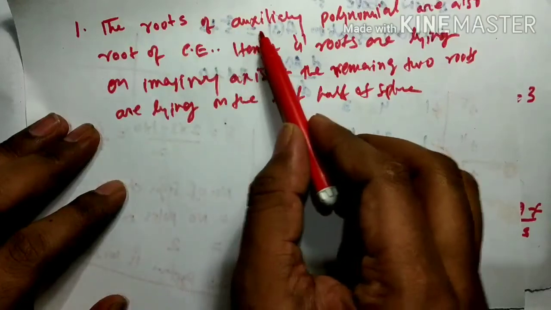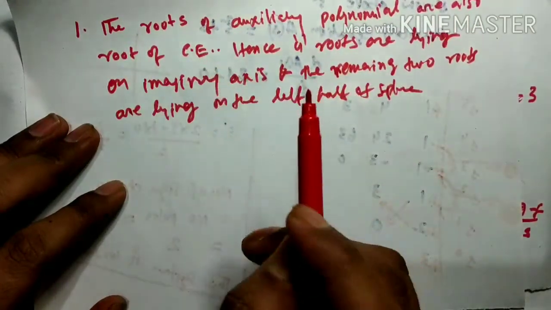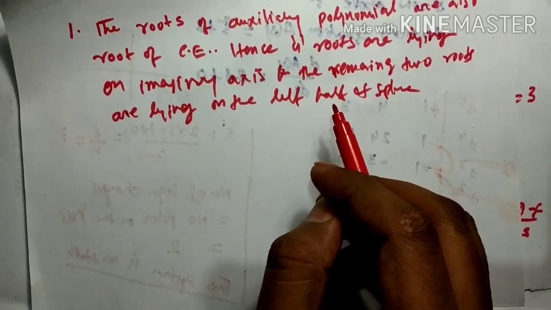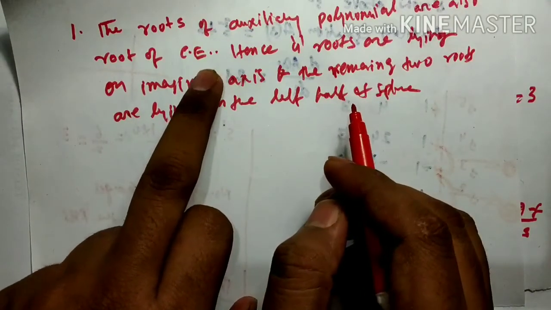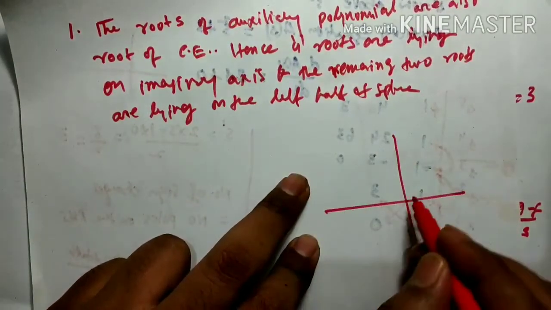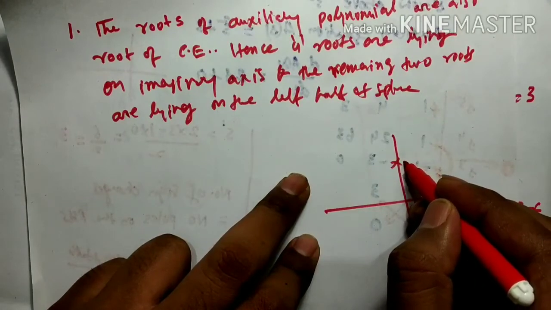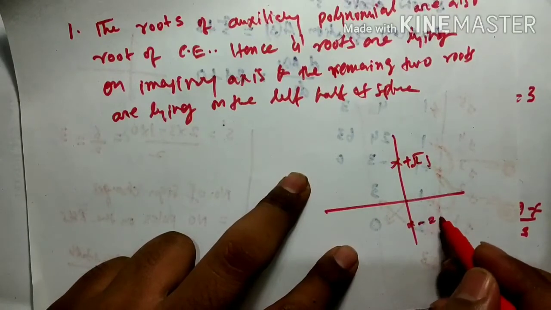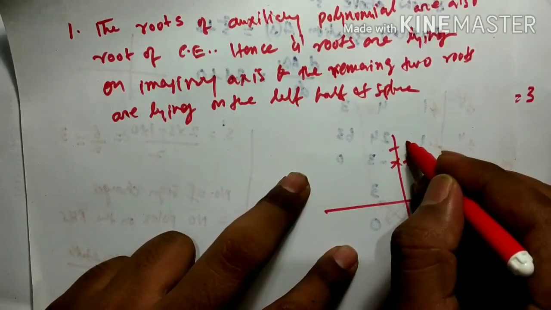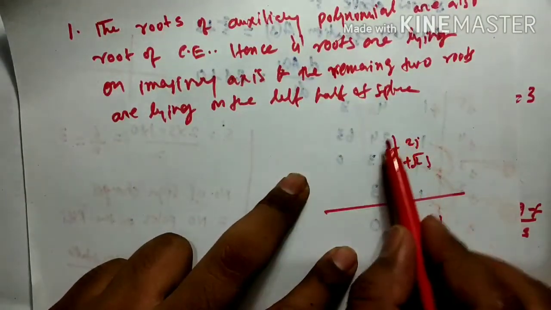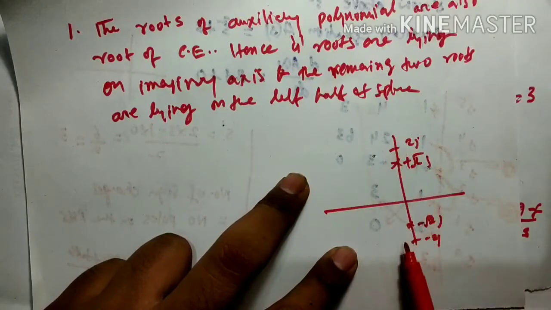I would like to repeat again. See, the roots of the auxiliary polynomial are also roots of the characteristic equation. From the auxiliary equation we got 4 roots. Those 4 roots are also part of the characteristic equation. Hence 4 roots are lying on the imaginary axis. One is plus root j, another is minus root j, another is 2j, another is minus 2j. So these 4 roots, out of 6, are lying on the imaginary axis.